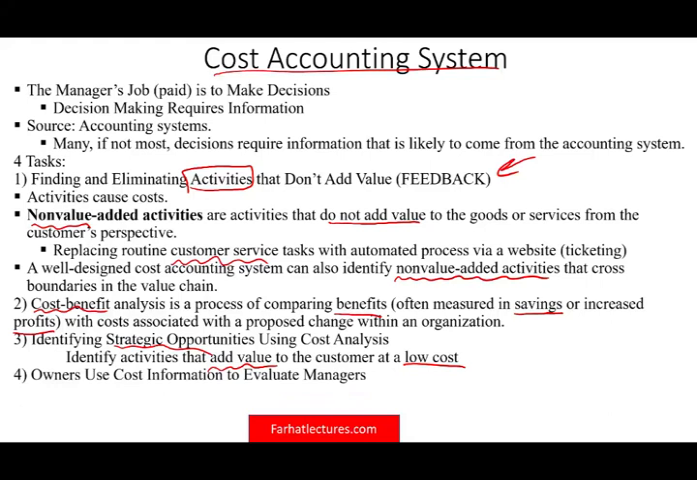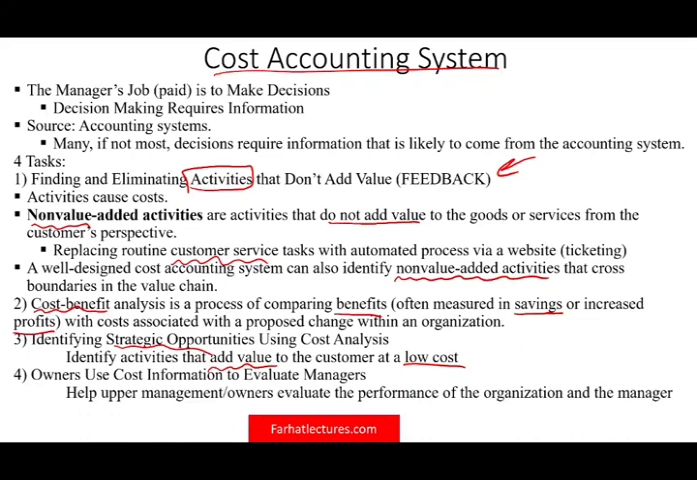Also, it should give us the chance to evaluate the managers, evaluate the employees. So a good cost accounting system should also be a feedback to upper management, telling upper management what's going on within lower management. So help upper management, or the owners for that matter, evaluate the performance of the organization and the managers.